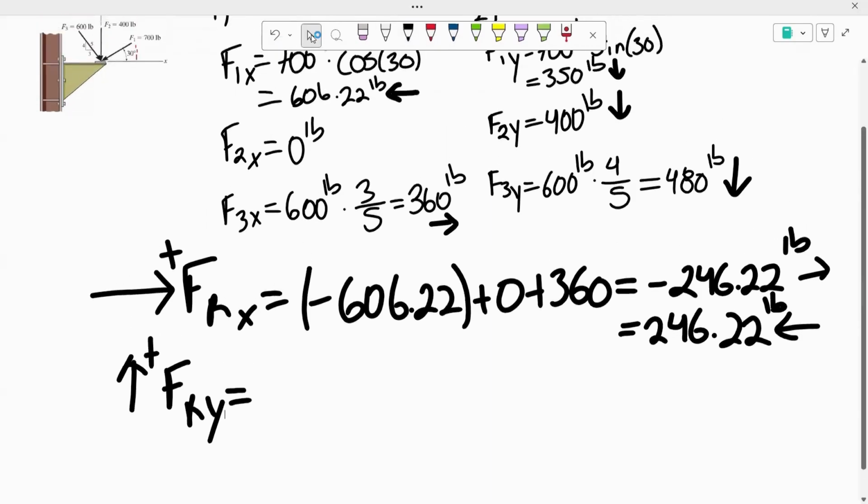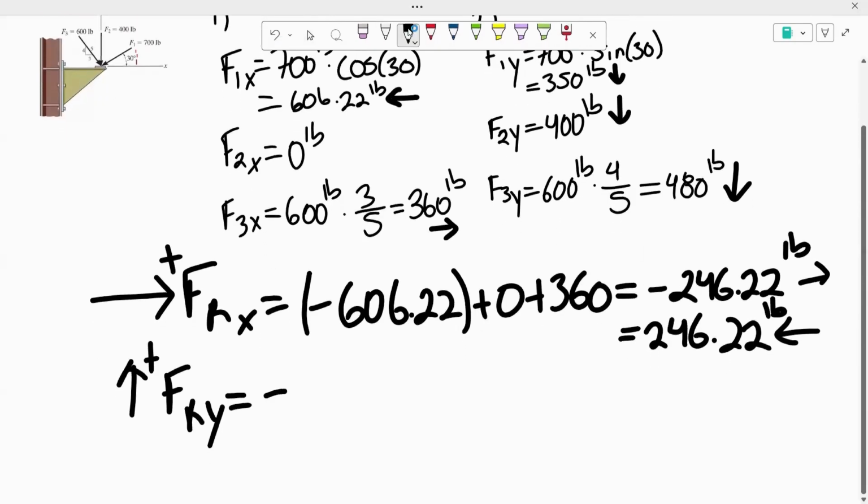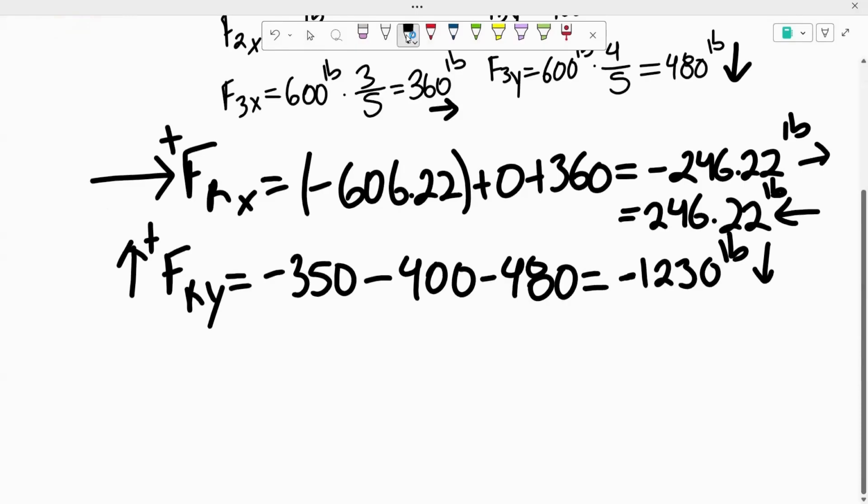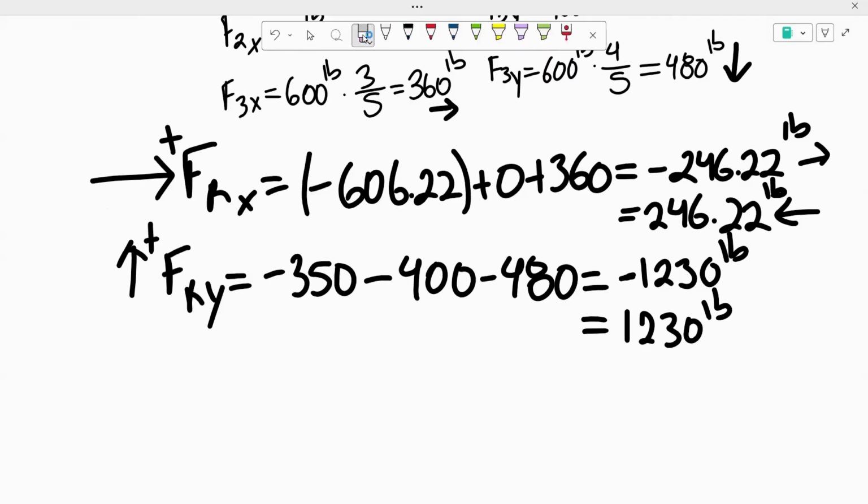So we have negative 350 pounds minus 400 pounds minus the 480 pounds. So we have a total of negative 1,230 pounds. But again, we want to deal with positive numbers and not negative numbers, so we have 1,230 pounds going down.